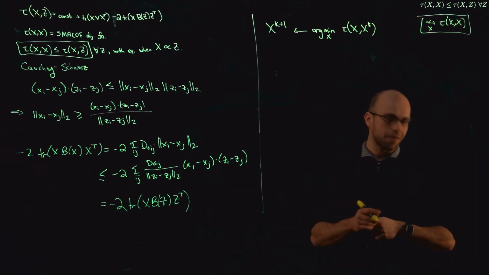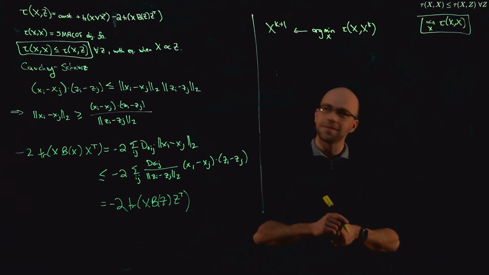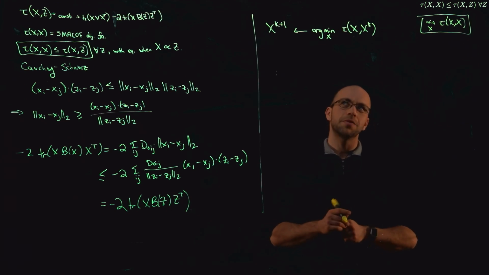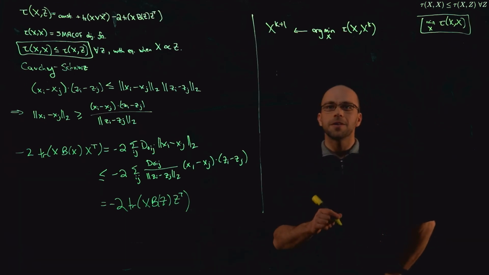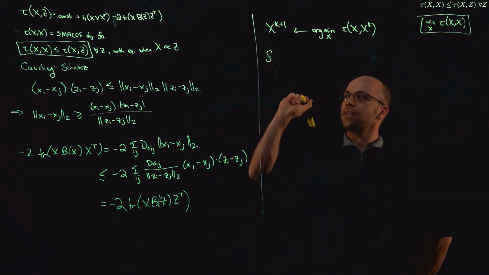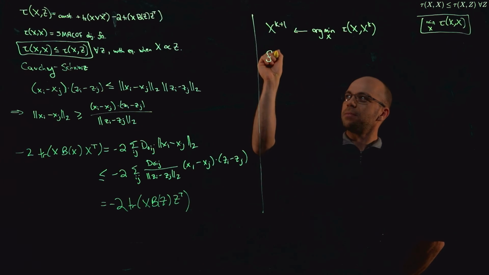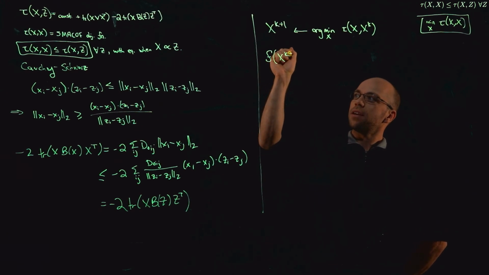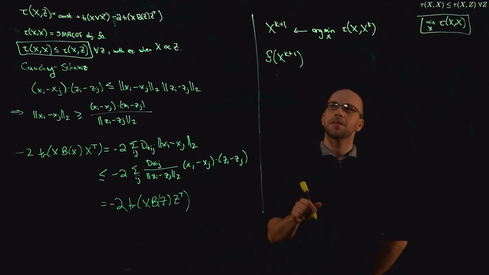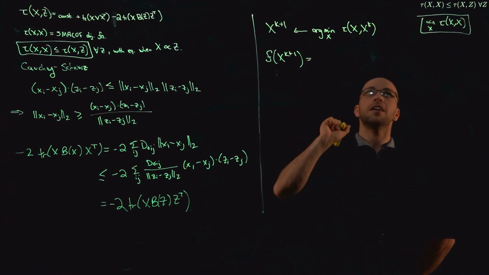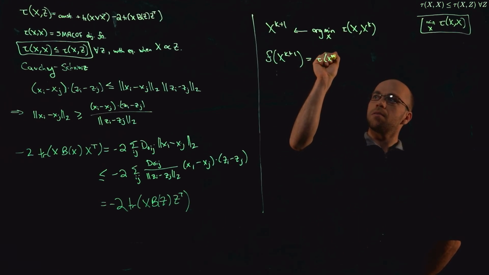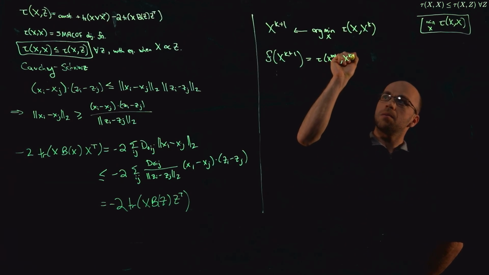So I claim that this algorithm is at the very least monotonic. So what do I mean by that? Well, what I mean is that our objective function decreases in every step. So let's see if we can derive that really quick. In particular, okay, so let's say f is the stress majorization objective function. And let's evaluate this at xk plus 1. Right? So we want to show this is less than or equal to f of xk. So by definition, this is equal to tau of xk plus 1, xk plus 1, like that.